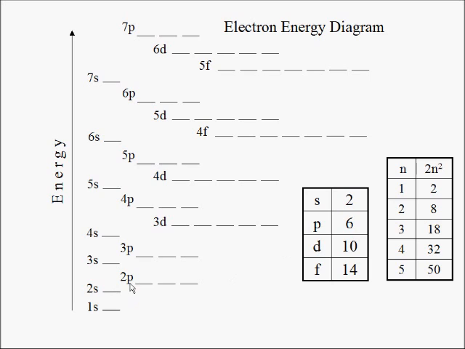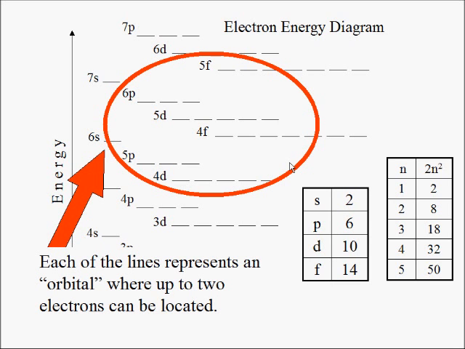We've got 10 electrons in a D, so we have 1, 2, 3, 4, 5 lines, 2 electrons per line. And in the F sublevel, find an F sublevel up here, and sure enough we've got 7 lines which correspond to 14 electrons. Well, what do those lines represent? Each of those lines is something called an orbital. Notice in this case we have each of these lines that represents an orbital.